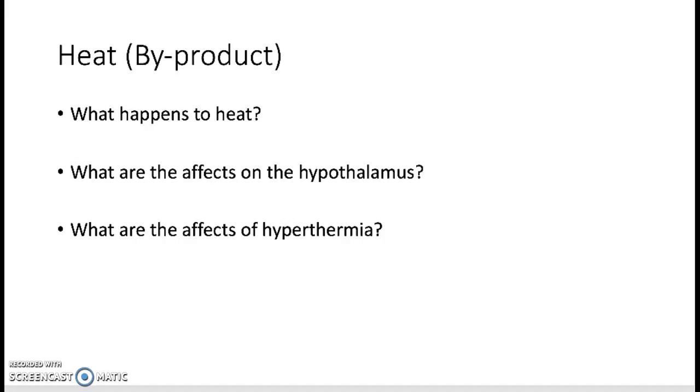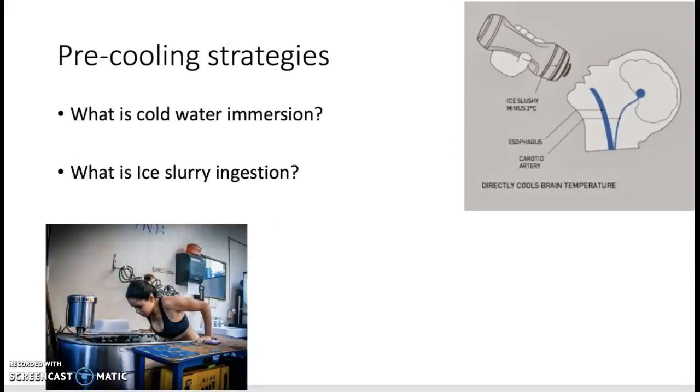Nybo and Secher 2004, Todd et al. 2005 said hyperthermia can affect both central and peripheral processes involved in the production of muscle force and power. Pre-cooling strategies: this is cold water immersion and ice slurry ingestion. Cold water immersion is where the body is immersed in water of an ambient temperature below the human thermoneutral zone, in water 33 to 34 degrees.